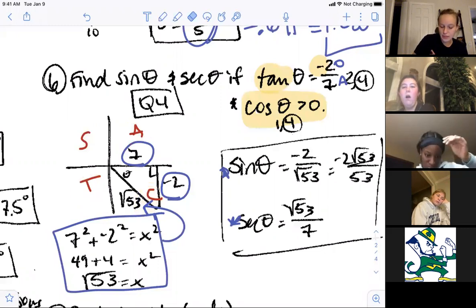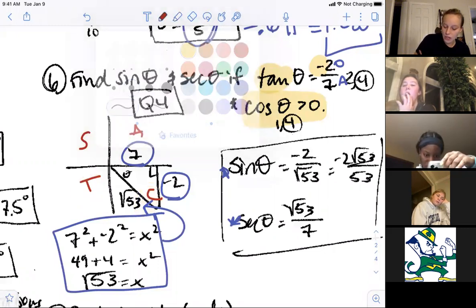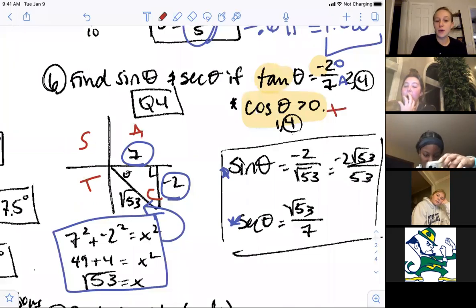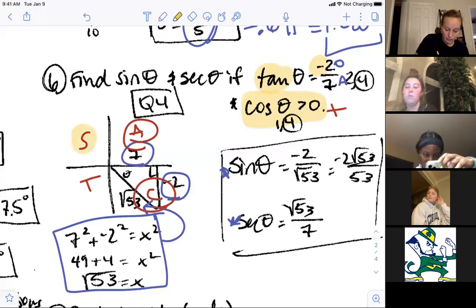Now, if it says cosine is greater than 0, that means cosine is positive. So cosine is positive where it says All and Cosine. I didn't mean to erase what I had shaded before. Tangent being negative is true in 2 and 4, and cosine being positive is true in 1 and 4. So the one where they overlap is 4, where I have both of my signs. So that's why I drew my triangle down there.